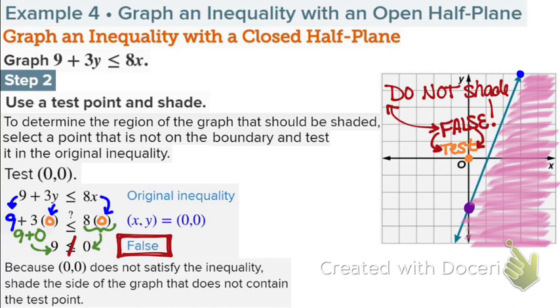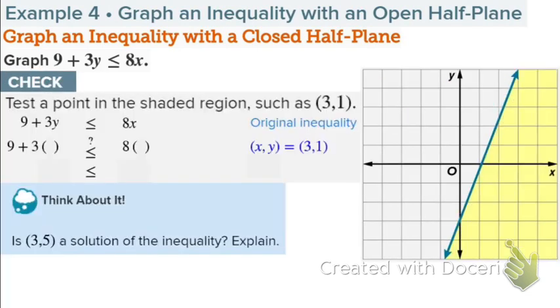What about if I'm not feeling super confident that that was the right answer? I'm not 100% sure that I shaded correctly. What can I do to make sure that that is actually shaded correctly? Pick a point that's on that side in the shaded space. So they've gone ahead and picked out a point for us. Let's test this one right here. What's that ordered pair? 3, 1.